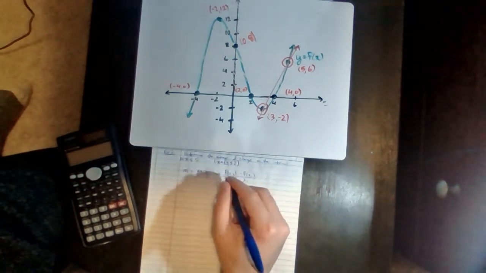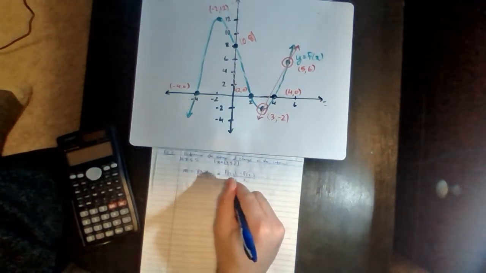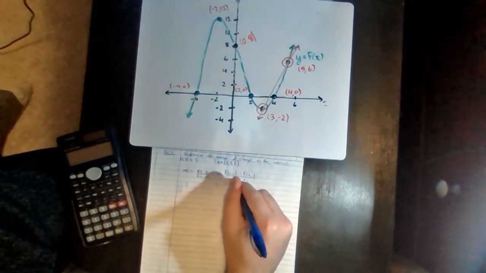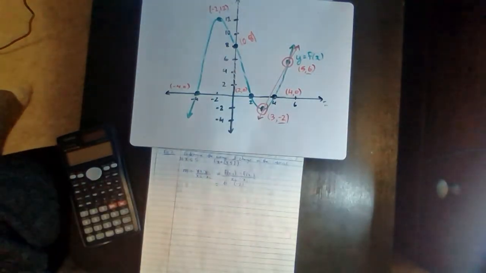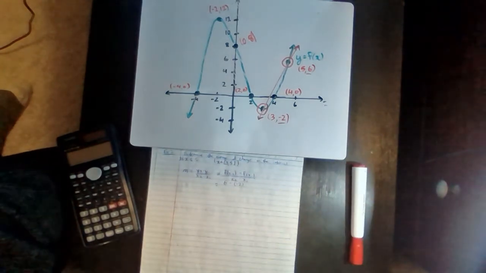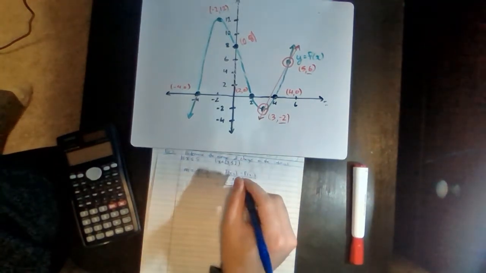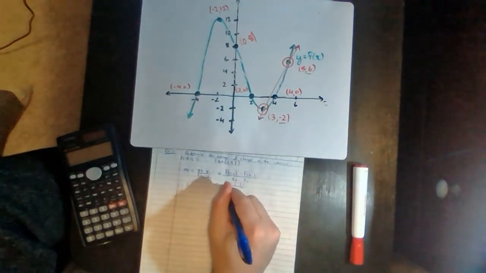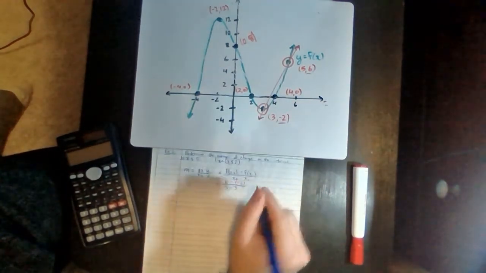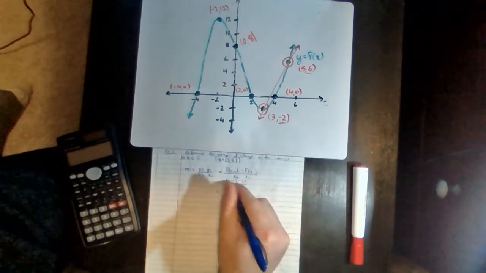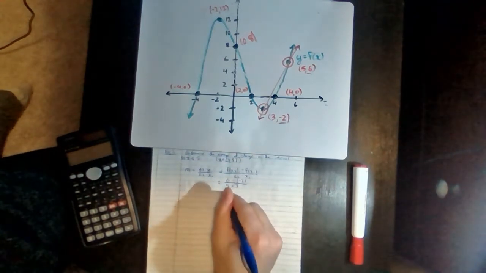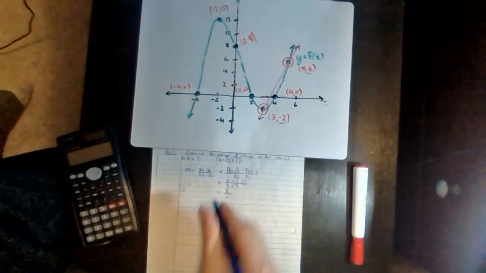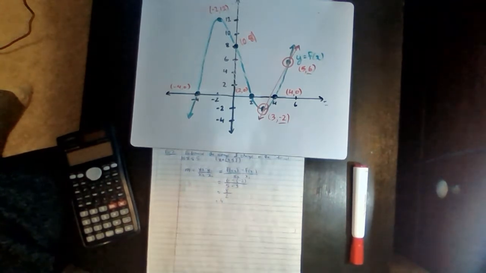So our second f of x is 6. Our first f of x was negative 2. So we're coming from 6 and negative 2. So 6 minus negative 2 over our x values. x equals 5 minus x equals 3. 6 minus negative 2, same as 6 plus 2, we get 8. 5 minus 3, we get 2. And 8 divided by 2, we get 4.